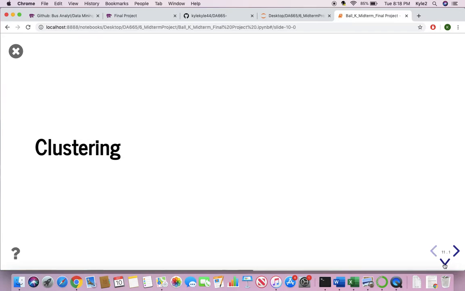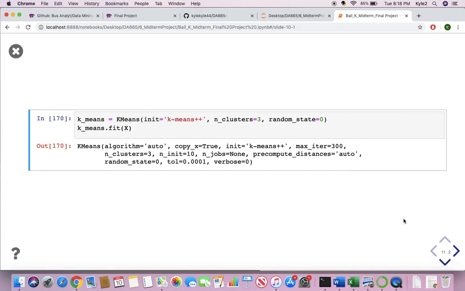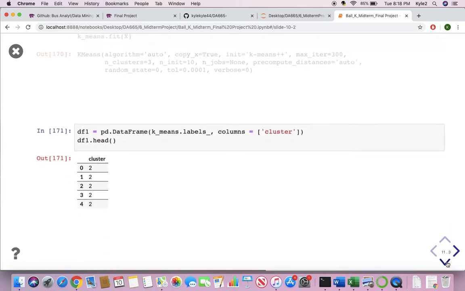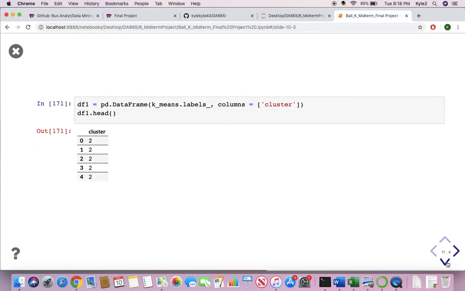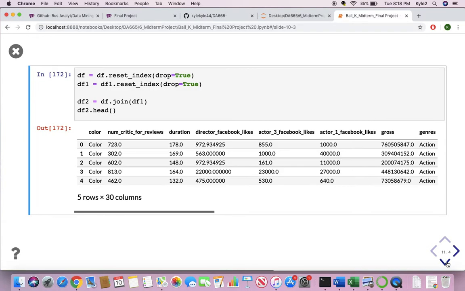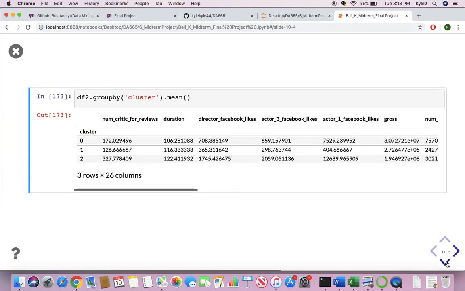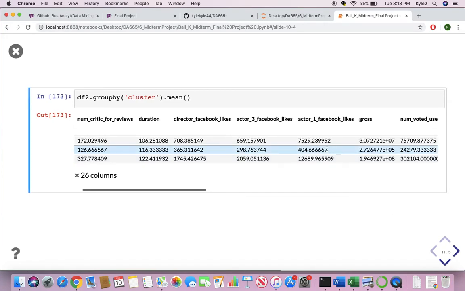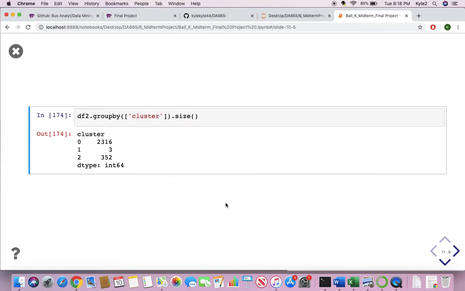Then clustering was another method that I wanted to use, and so I used the K-means algorithm, and I was going to break them up into clusters. So this is me joining them, and then this is the cluster. With this first method I used, I had 3 clusters, and you can tell the traits for each cluster here. But unfortunately, if you take a deeper look, the clusters were not very well distributed. We see 2,300 there, and then the second cluster only has 3 movies.